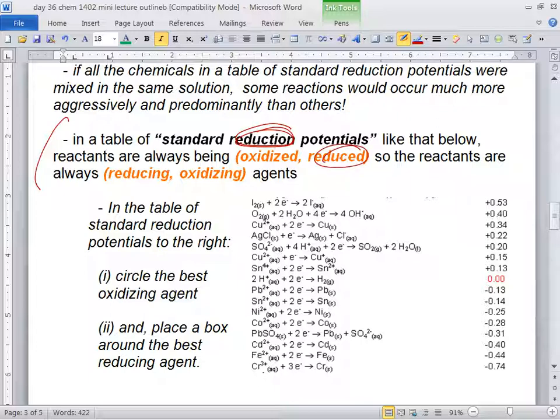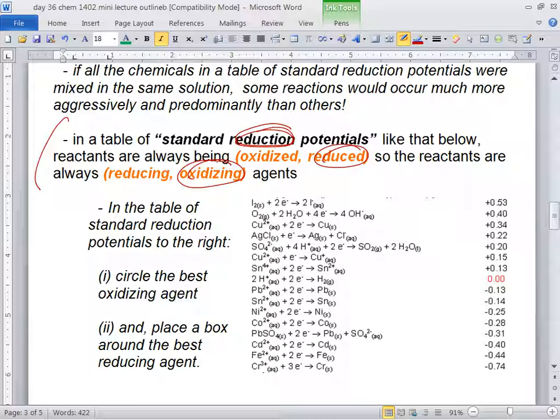So the reactants are always what agents? Oxidizing agents. They're being reduced, they have to be oxidizing agents. So in this table of what you have here, circle the strongest oxidizing agent. See if you follow what this is trying to get you to do. Circle the strongest, the best oxidizing agent. What compound in that table is the best oxidizing agent there is?